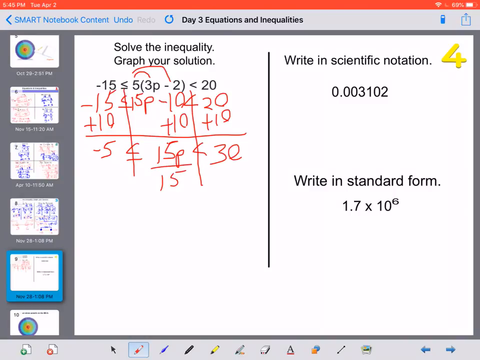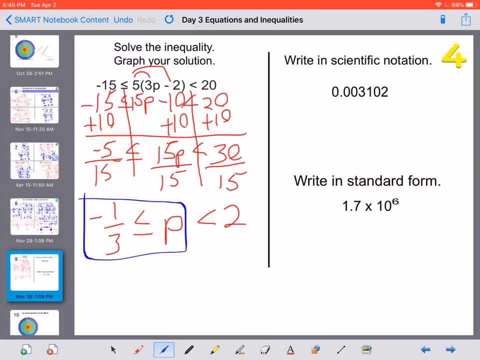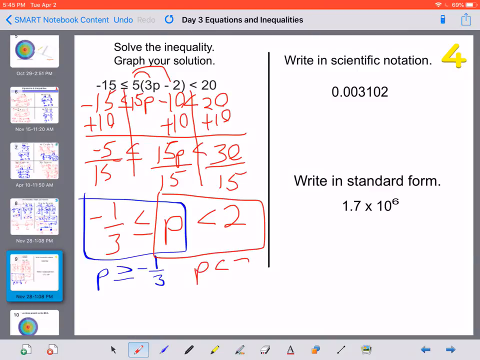Divide by 15. Now it's a positive number, so we don't need to flip our signs. So we get a negative 1/3 is less than or equal to p, which is less than 2. So if I split these up into 2, we get p is greater than or equal to negative 1/3, and p is less than 2.